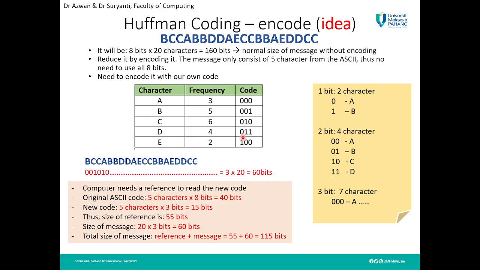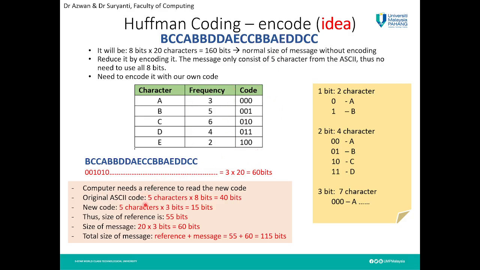In order for us to create our own way to transfer that message, first we need to get the frequency of each character here. The first character is A. How many times does it appear in this message? A is 3. B is 5. C is 6. D is 4. E is 2. So now we have the frequency, we get the code.